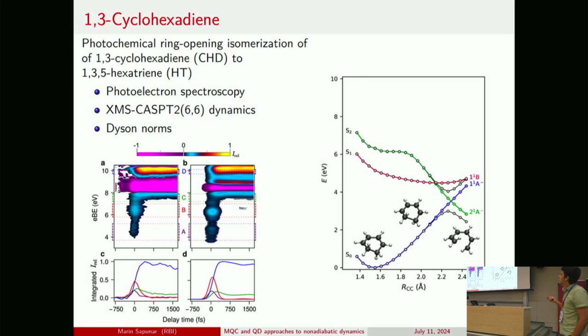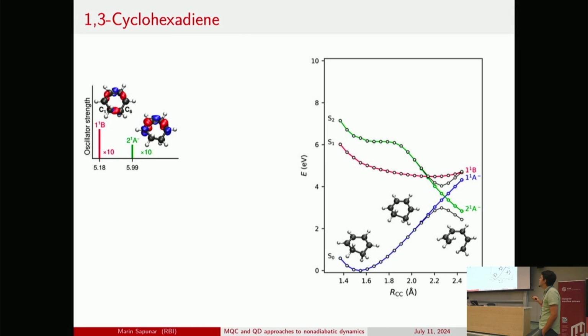Again, we were collaborating with experimentalists who did the photoelectron spectrum. And so this is the experiment and this is the theory. And again, we can simulate the experiment and we are quite happy with the agreement. But then comes the explanation part. Okay, what are we actually seeing?